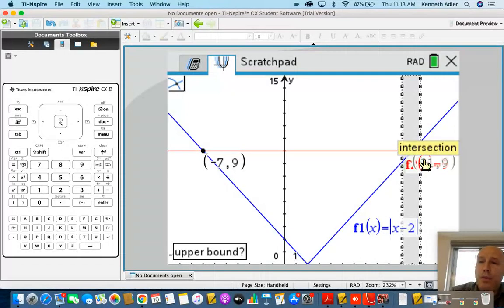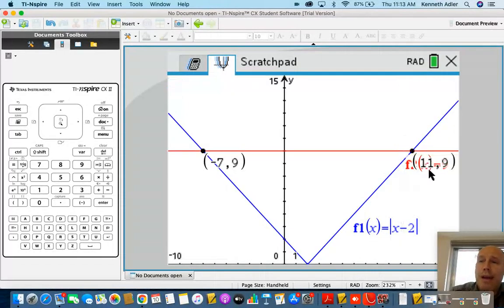Now move it a little bit to the right, enter. My second intersection is x equals 11. And so the two solutions are x equals -7, x equals 11. Remember, I think I changed it. I think before I did x minus 3. This is x minus 2.